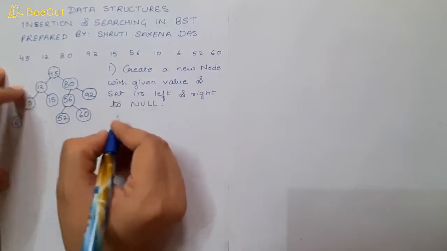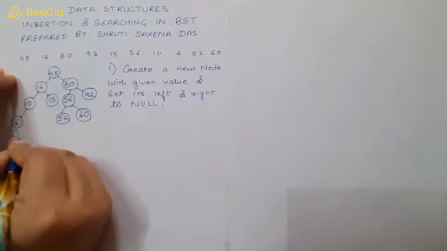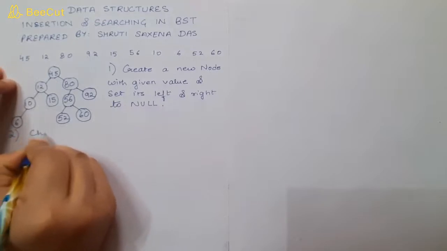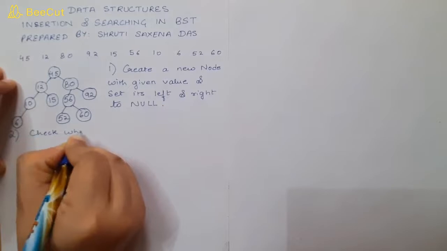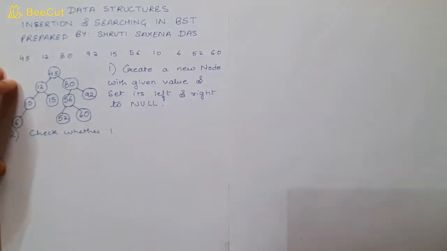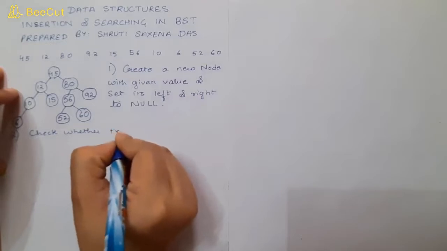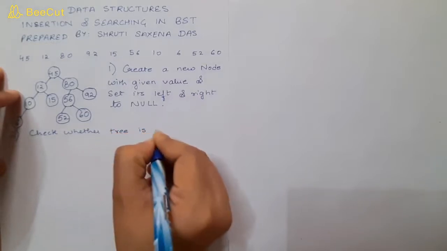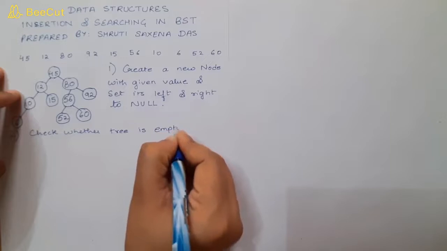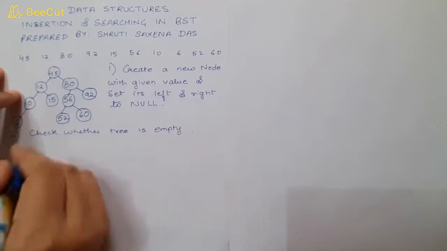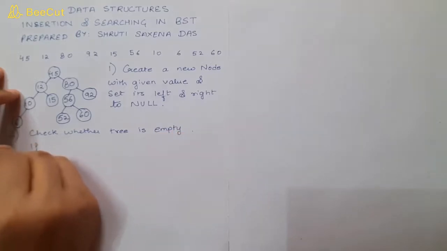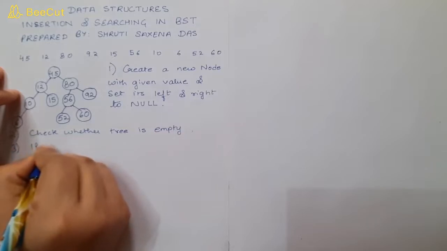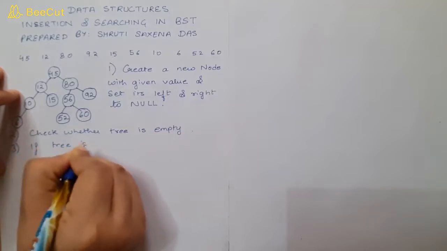Okay, second step says to check whether the tree is empty. Now you have created a node, now you need to insert that particular node. To insert that node you need to check whether the tree is empty or not, whether root is null or not. If root is null, then whatever node you have created will become the root node.